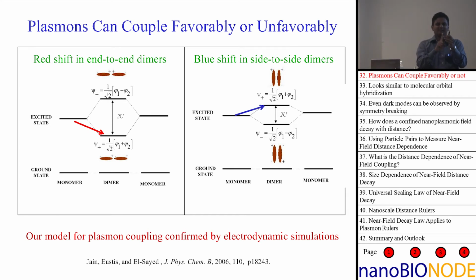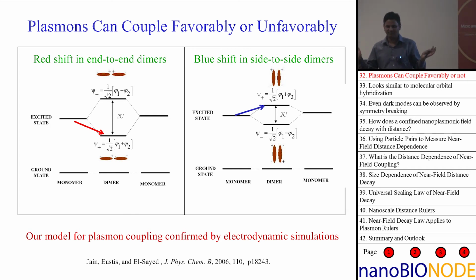When you have two particles that are side by side, you have dipoles being excited, what happens? Similar charges end up close to each other, right? You see that in that cartoon over there. That needs higher energy because of Coulomb repulsion of the charges, and that's why you see a blue shift. You need more energy to excite and assemble a dimer structure like that. Made sense? Made some sense?